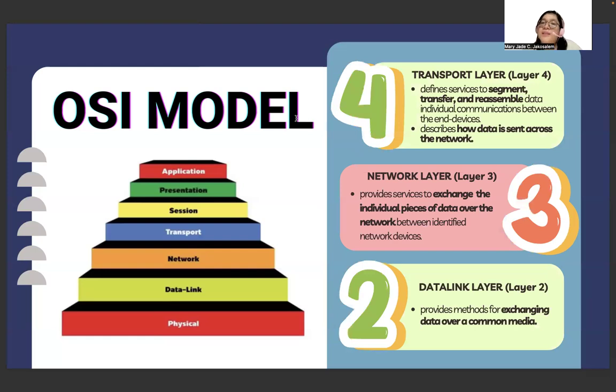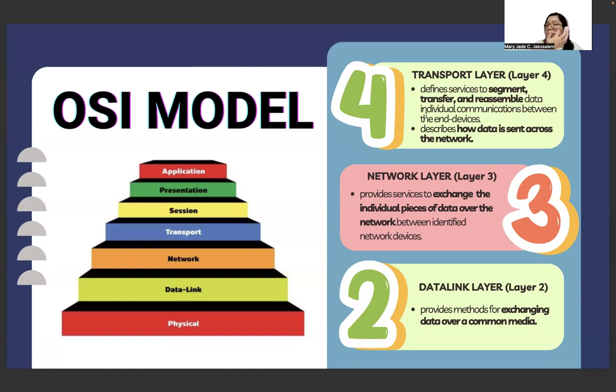The fourth layer is the transport layer, or layer 4 in our OSI model. This layer defines services to segment, transfer, and reassemble data for individual communications between the end devices. Again, this is really more on transferring of the data. This layer describes how data is sent across the network.